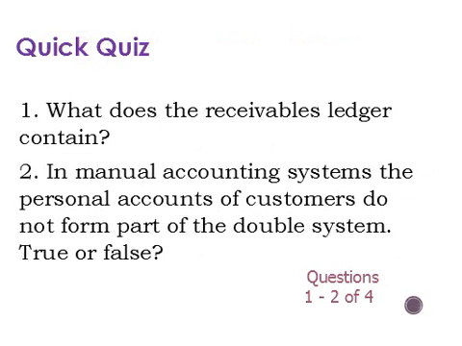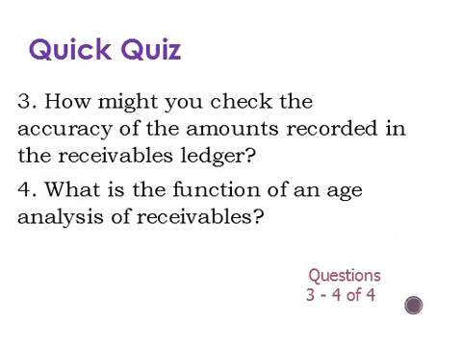Quick quiz. Question 1. What does the receivables ledger contain? Question 2. In manual accounting systems, the personal accounts of customers do not form part of the double entry system. True or false? Question 3. How might you check the accuracy of the amounts recorded in the receivables ledger? Question 4. What is the function of an age analysis of receivables?